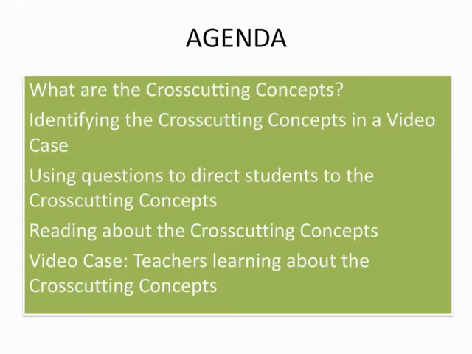Once we have a sense of what those 7 cross-cutting concepts are, we're going to do a few different activities to deepen our understanding. One is we're going to watch a video about a short case of something that happened in science and see if we can identify the cross-cutting concepts in that video. Then I'm going to show you an interesting phenomena about a system, and you're going to come up with some questions about that system. We'll do some reading about the cross-cutting concepts, and you'll do some thinking about the reading, and then we'll watch a video.